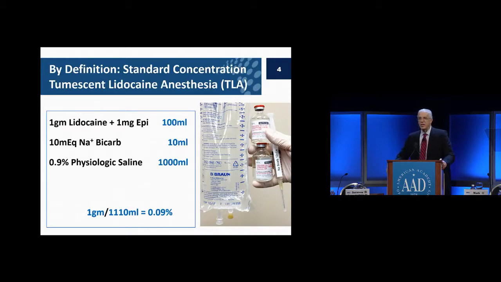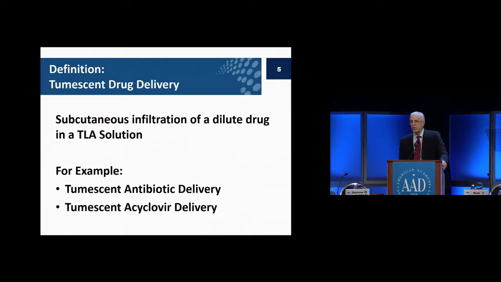By definition, the standard concentration of tumescent lidocaine consists of a gram of lidocaine and a milligram of epinephrine in 100 milliliters of local anesthetic 1% lidocaine, plus 10 ml of sodium bicarbonate and a liter of saline. You put that all together and you end up with a 0.09% lidocaine solution. The definition of tumescent drug delivery is simply the inclusion of a drug within the TLA solution. For example, we can deliver antibiotics subcutaneously or even acyclovir, tumescent acyclovir delivery, which we'll talk about soon.